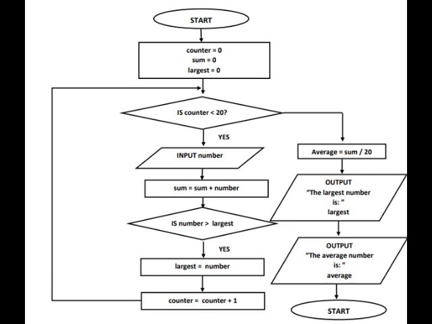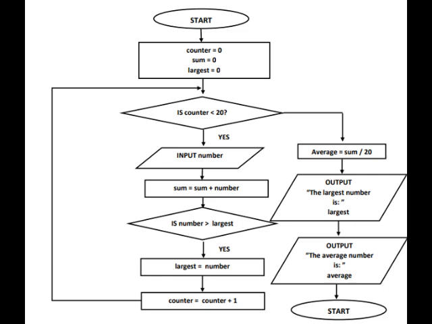Within a loop that runs 20 times, the program prompts the user to input an integer, adds this number to the cumulative sum, and checks if the current number is greater than the largest value recorded so far. If it is, the program updates the largest value. After processing each input, the counter is incremented.